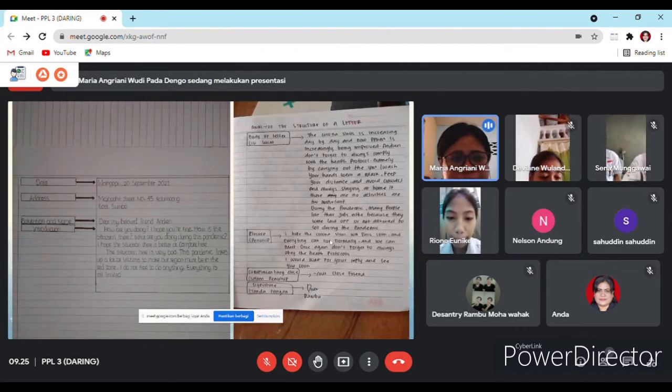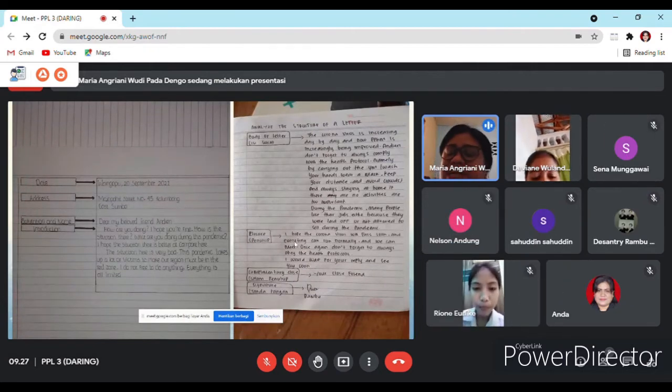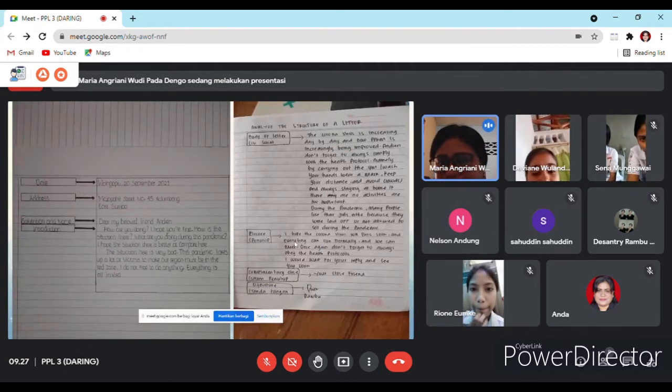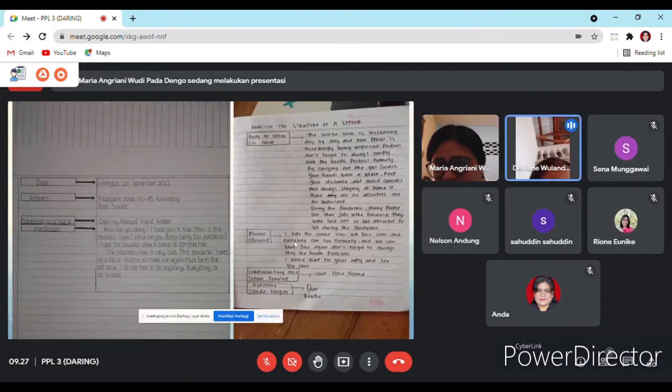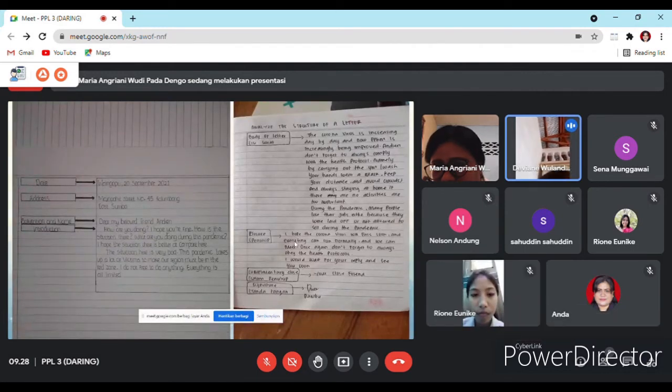Okay, very good for group one. Next, we come to the second group, the blue. Okay, please, silakan Devi, you can explain it for us. Badi atau isi surat, the coronavirus is increasing day by day. Always stay at home if there are no activities that are too important. During the pandemic, many people lost their jobs, either because they were laid off or not allowed to sell.